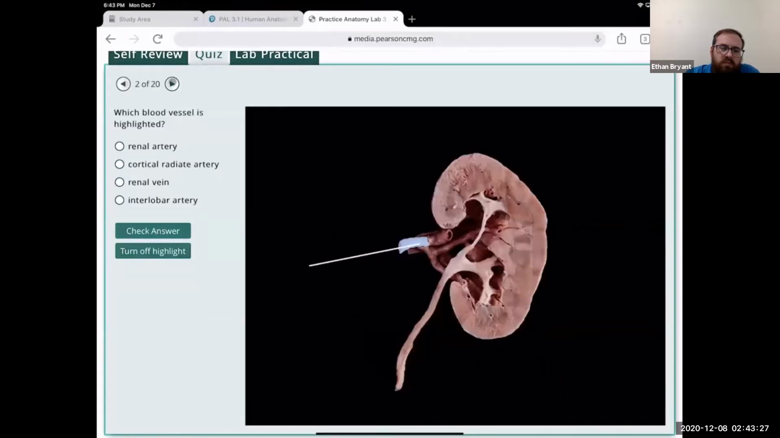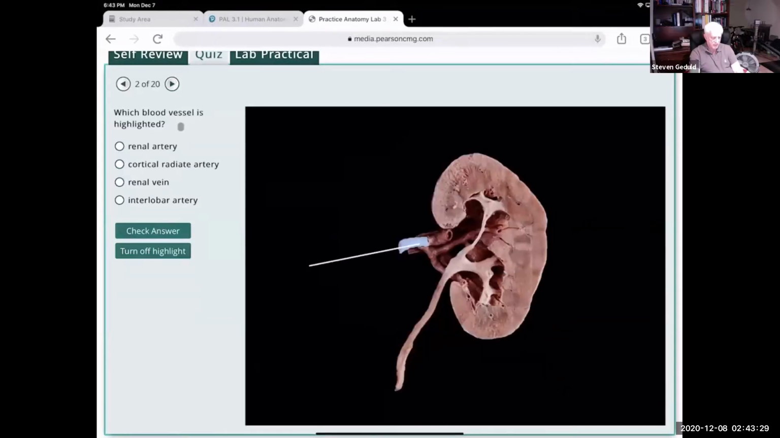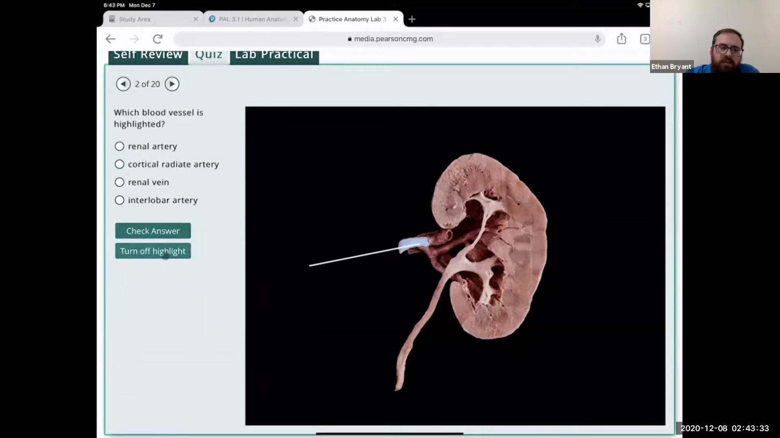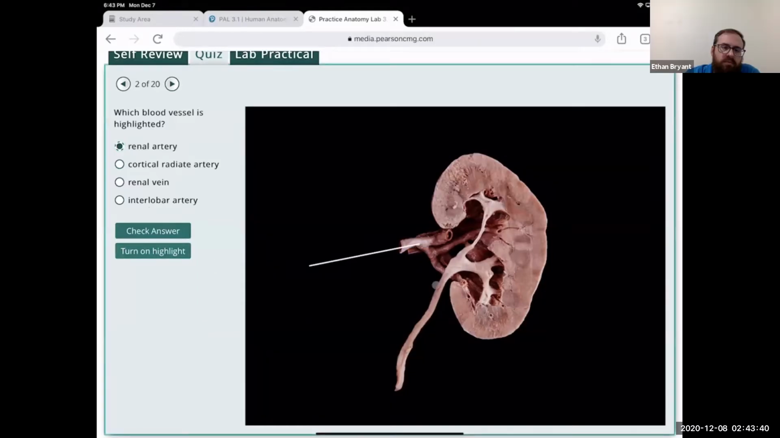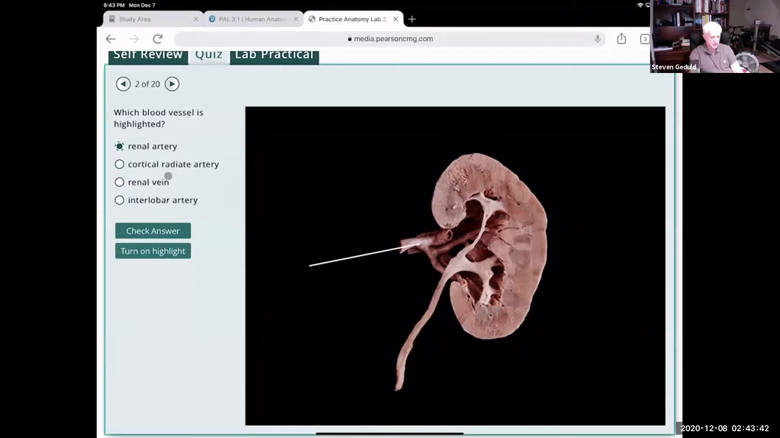Okay. Which blood vessel is highlighted? Let me turn off the highlights so you can see it. What does that look like? It looks like the renal artery, right, instead of the renal vein. That looks more rounded. The vein is just behind it where it's squished down. That looks like the renal artery to me. Yep.